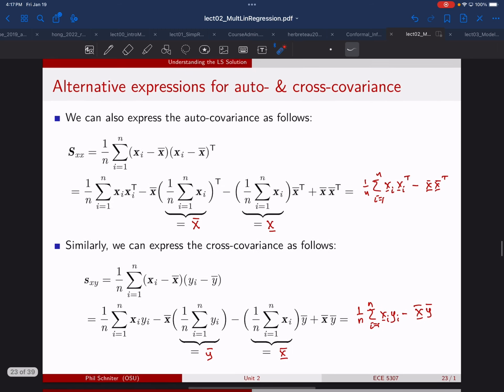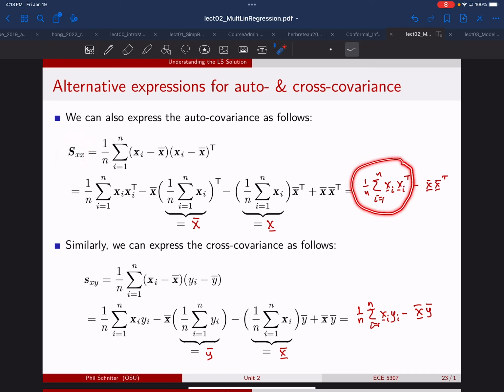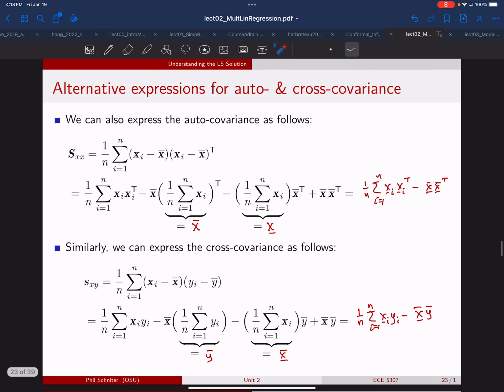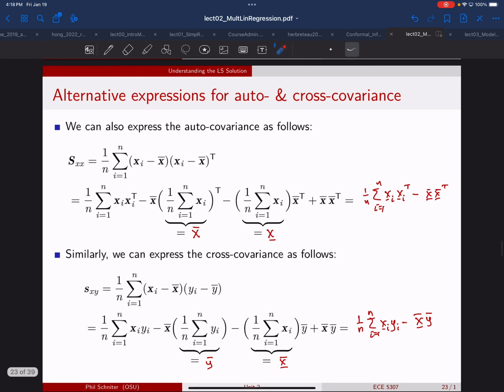I think the last thing we did was we derived some alternative expressions. So we saw that you can write the autocovariance in terms of this average of the outer products xi xi transpose minus the outer product of those sample mean vectors. And we can do something similar with this cross-covariance vector. We can write that as this average minus this product of the means. Okay, and these things will be useful for what we do next. All right, any questions on last time?